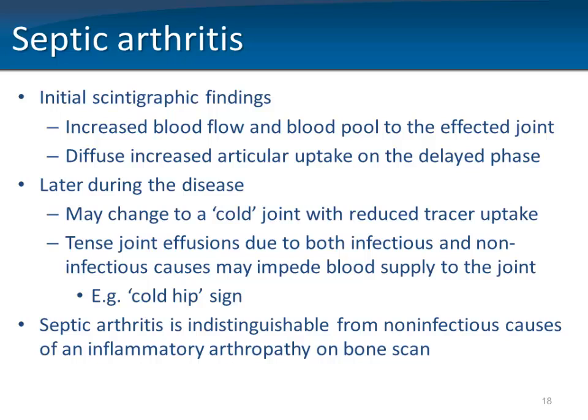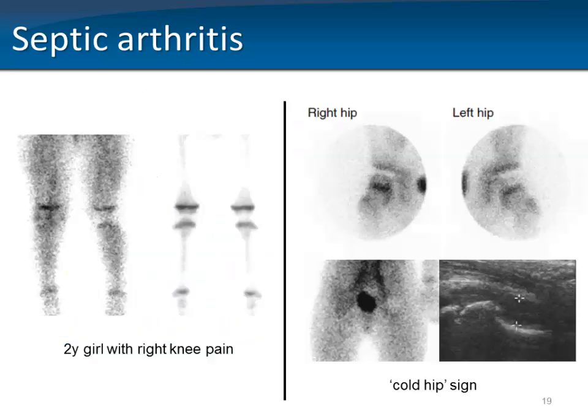And later during the disease, this can then flip to a cold joint, simply because a tense joint effusion can develop, and this may impede the local blood supply to the joint, for instance, a cold hip sign, as we say. Please note that septic arthritis is indistinguishable from non-infectious causes of an inflammatory arthropathy on bone scan.